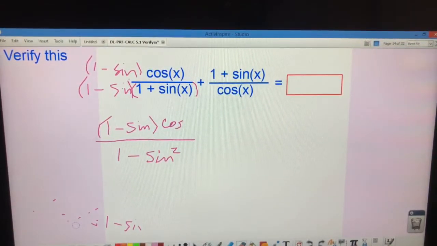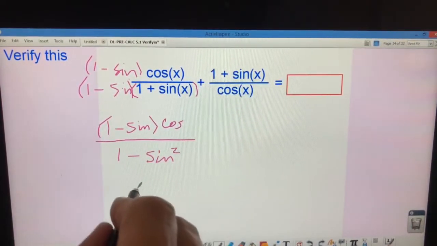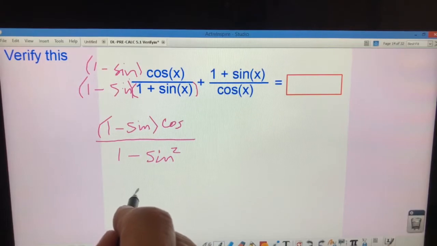Have I showed you the right side? Maybe not. Maybe I did, but I don't remember. I'm getting too old for this. All right, so let's see. I'm going to trade that with a cosine squared.